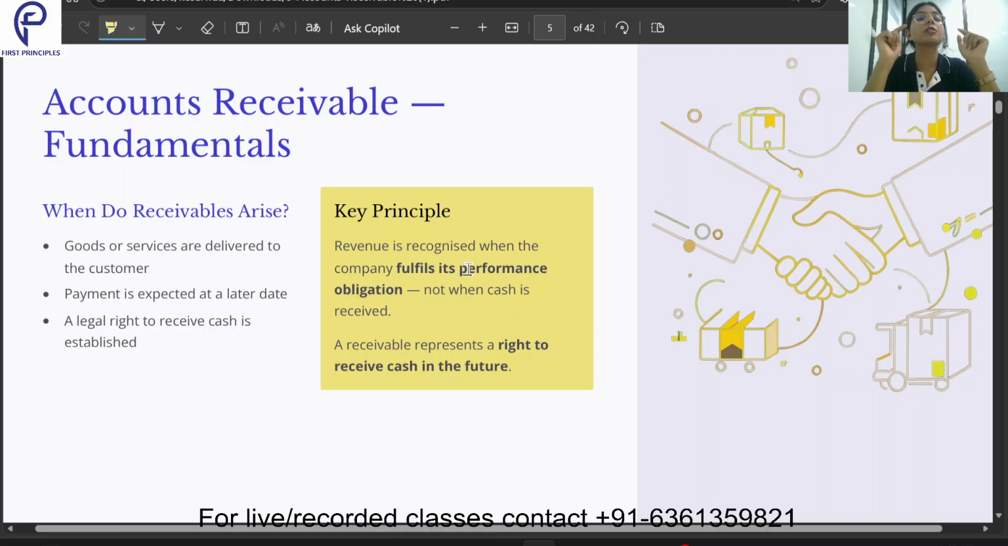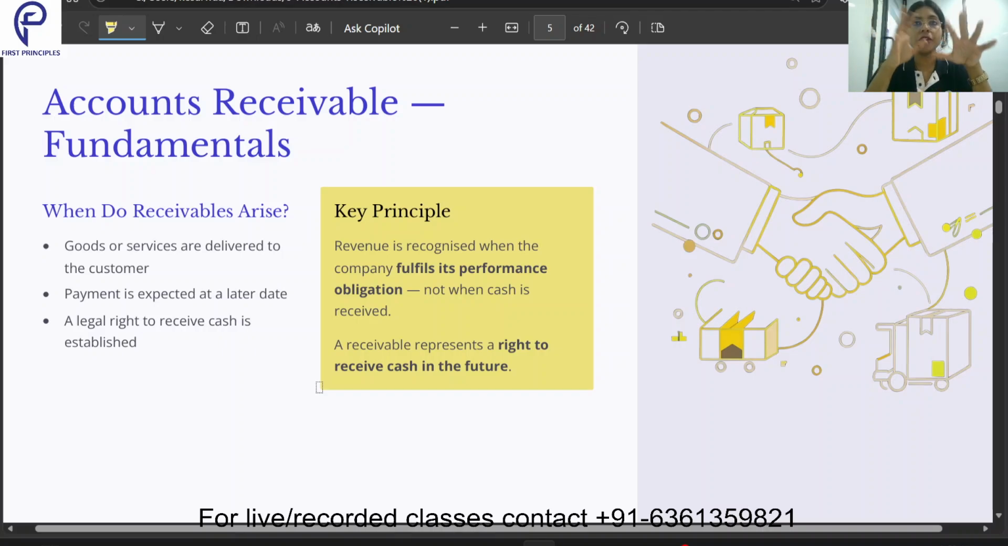If tomorrow the customer is not willing to pay, I can go to court and say that I have this bill of lading, I have this customer's purchase order, and the customer is liable to pay me. In that case, an accounts receivable arises. Now, revenue is recognized when the company fulfills its performance obligation, not when cash is received. A receivable represents a right to receive cash in the future.